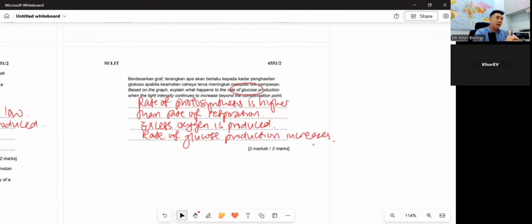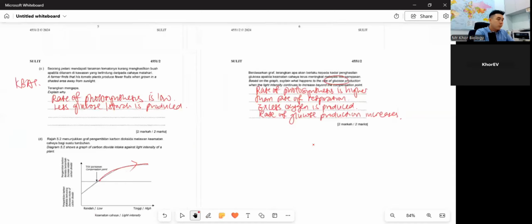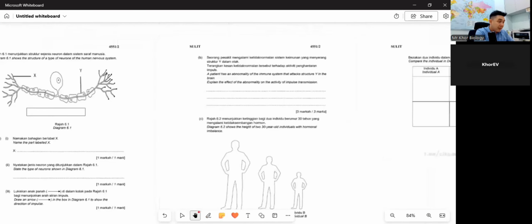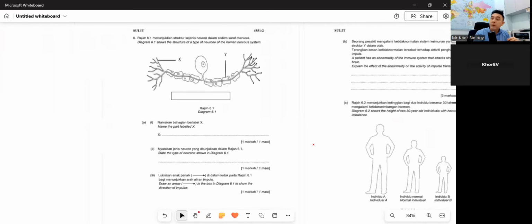All right, guys. So this is from Form 5, Chapter 2. Let's look at question number 6. Oh, we are jumping back to Form 4. Guys, this is Form 4, Chapter 12. Okay, we are back to Form 4, Bab 12. Name the part labeled X. Oh, this one here. I saw Y.